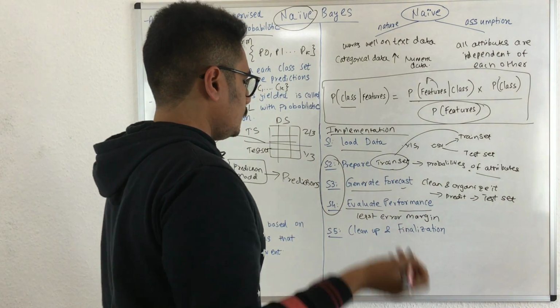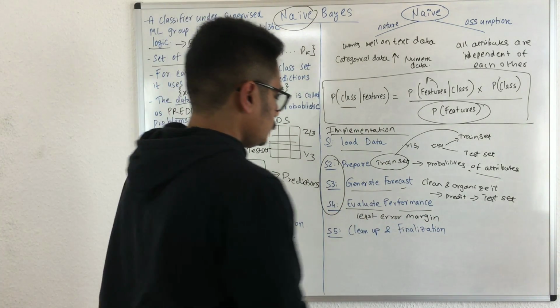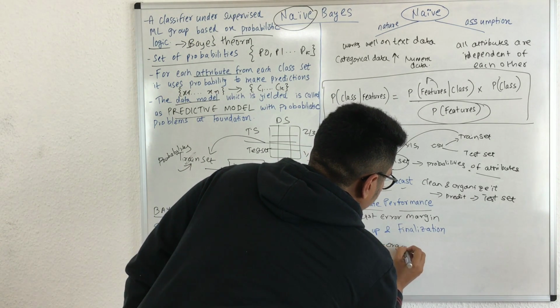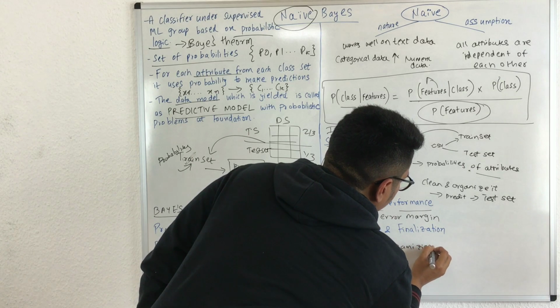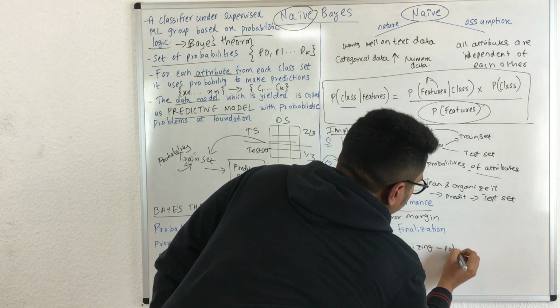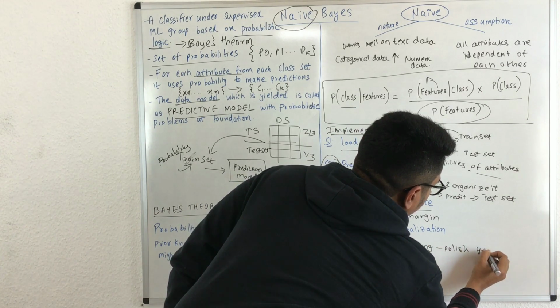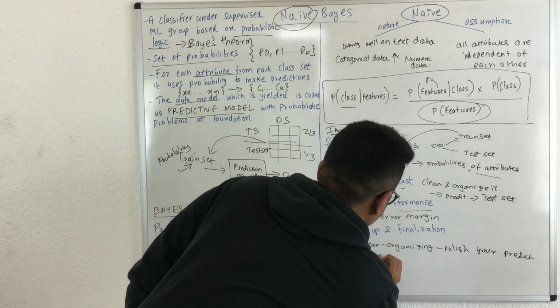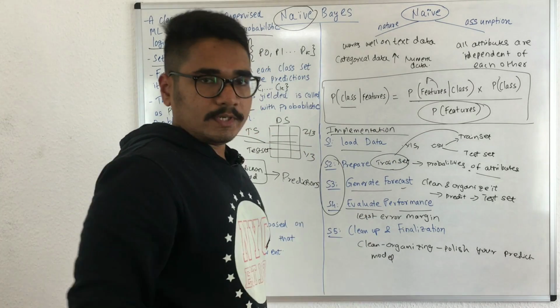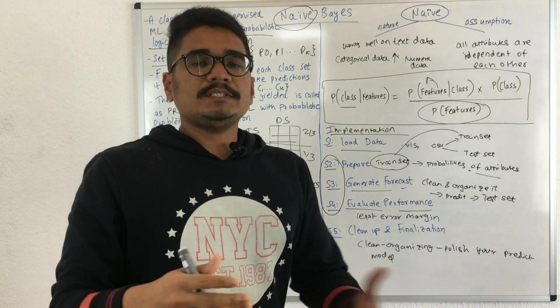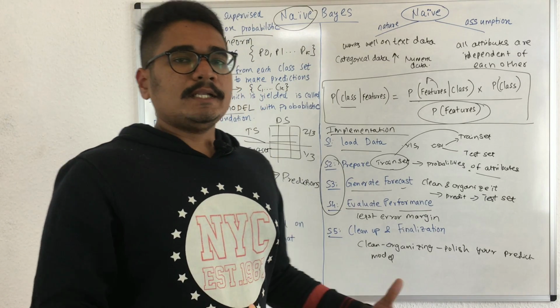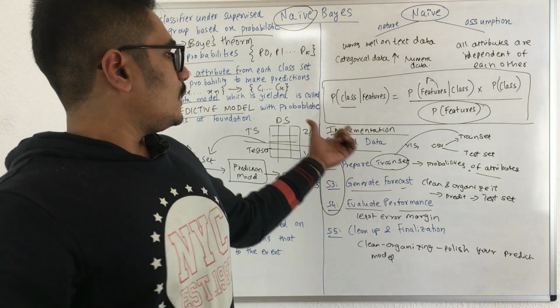And finally you do the cleanup and finalization. You carry that out by cleaning and organizing, followed by polishing your predictive models, and finally you have the code ready. You implement that code in your algorithm so that any new test data which comes in gets classified in this format.